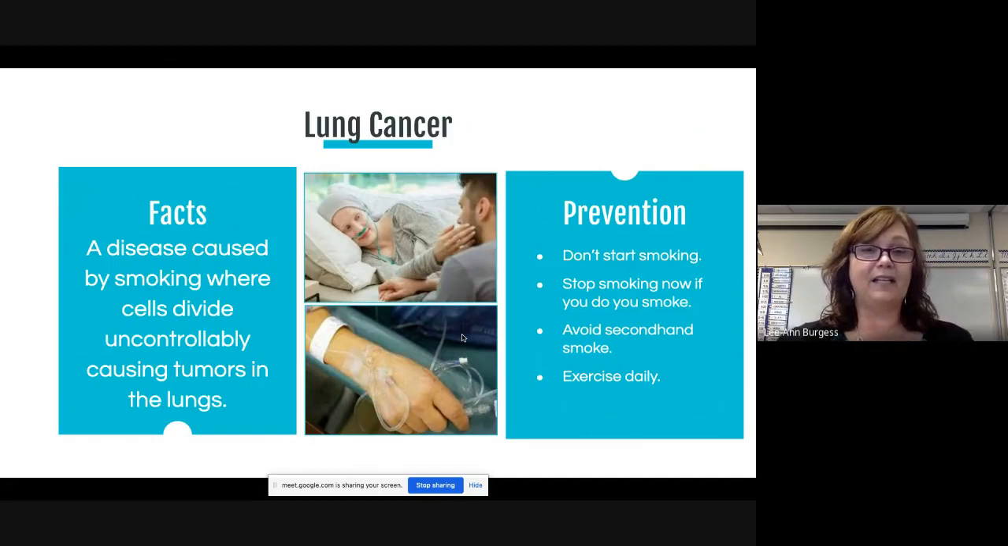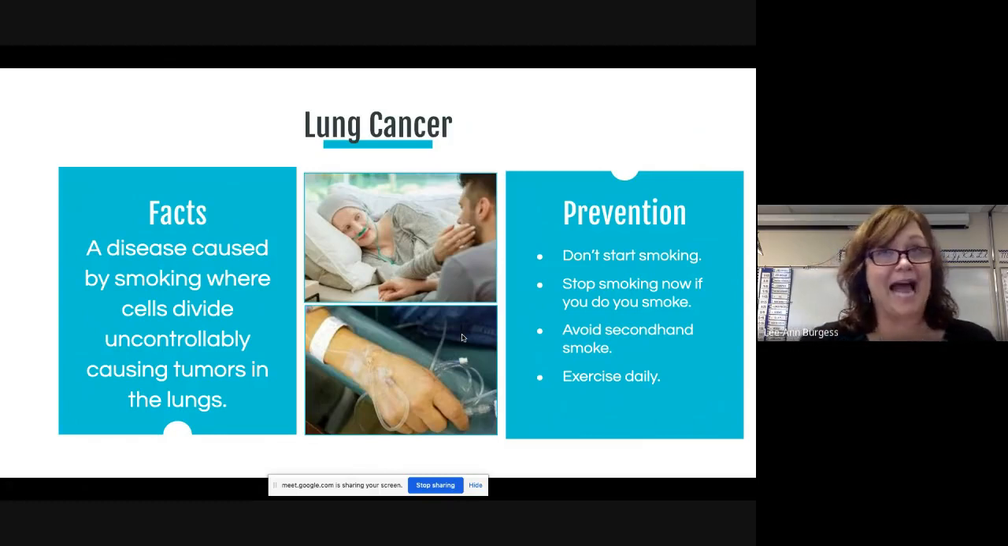So recapping, the 7 conditions are: number 1 is a common cold. Number 2 is asthma. Number 3 is laryngitis. Number 4 is bronchitis. Number 5 is pneumonia. Number 6 is emphysema or COPD. And number 7 is lung cancer.